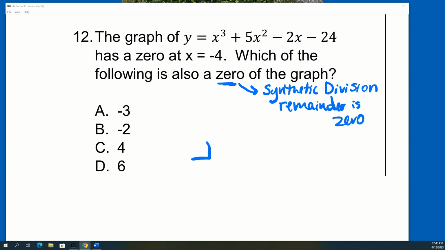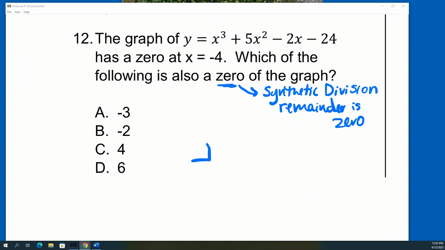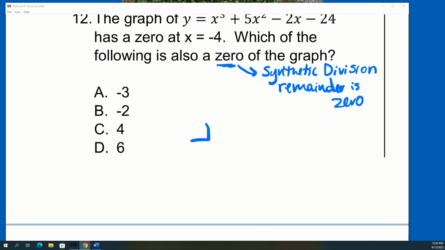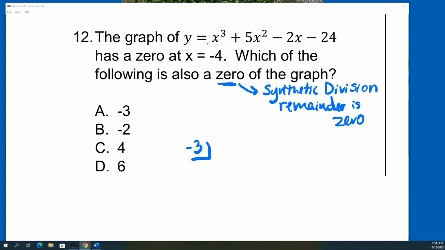Now it gives you this information that 4 is a 0. We don't really need that to answer this question. So what I'm going to do is just take this first choice, the choice of -3, and I'm going to put it in the box. Then I'm going to look at my y equals, and I'm going to write all the coefficients and the constant to the right. So 1, 5, -2, -24.